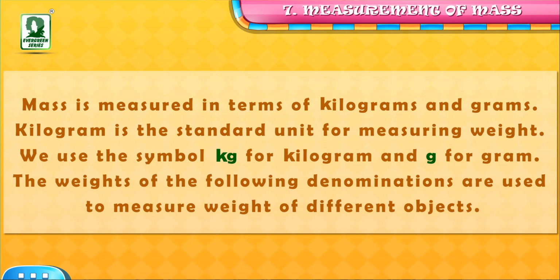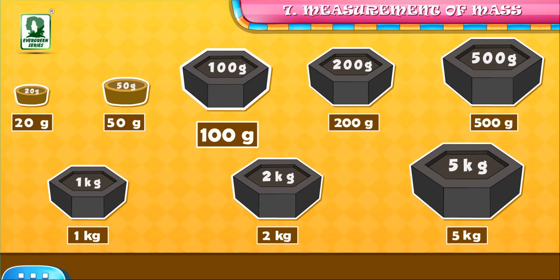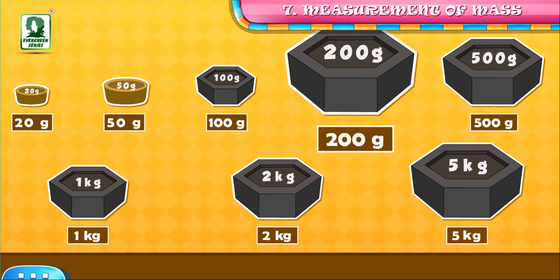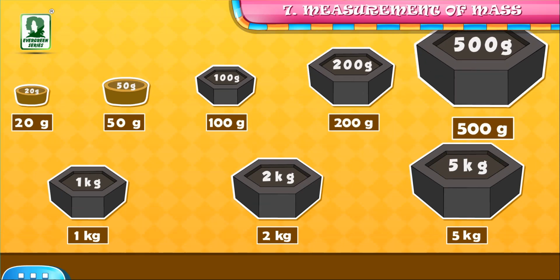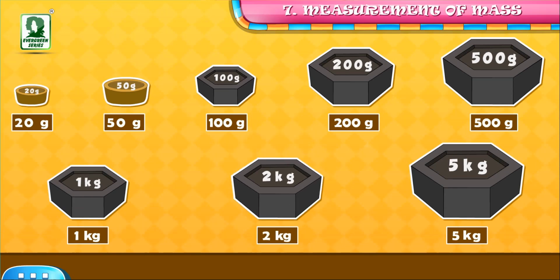The weights of the following denominations are used to measure the weights of different objects: 20 grams, 50 grams, 100 grams, 200 grams, 500 grams, 1 kilogram, 2 kilograms, 5 kilograms. 1 kilogram is equal to 1000 grams.